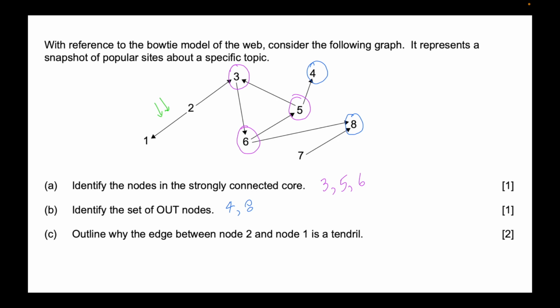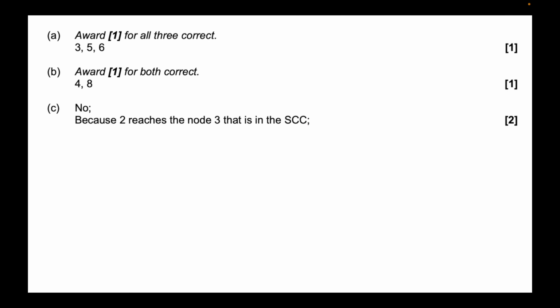Whenever we have an in or out node, and we have a link away from it, then generally it's going to be a tendril. So let's see what we got right here. We got 3, 5, and 6. Looks good. And then we have 4 and 8 for B, which also looks good.